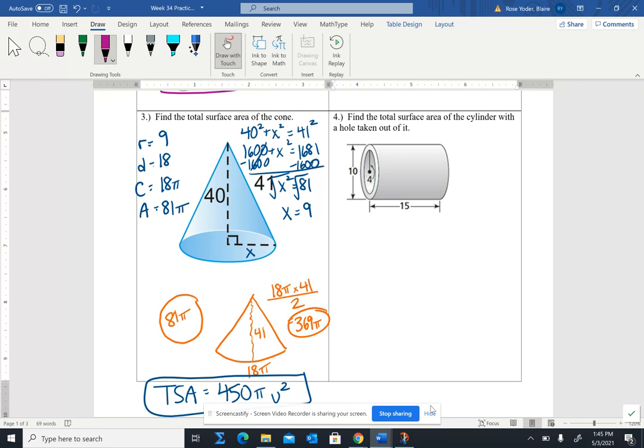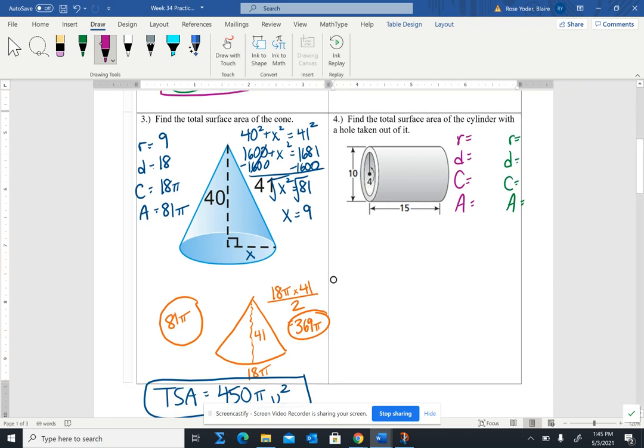So what I'm going to start off with is I'm going to do RDCA, but this time there's two circles. There's a big circle and a small one. So let's do RDCA for both of them. All right, let's go with big circle first. So I'm given the diameter is 10. So I'm going to take half of that for the radius, 5. Circumference is 10 pi, and area is 5 squared, 25 pi.